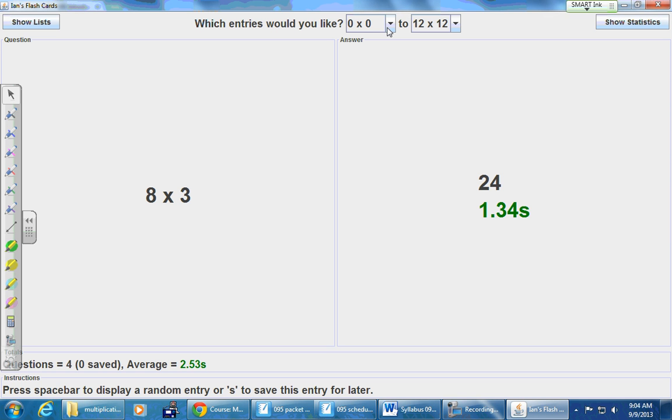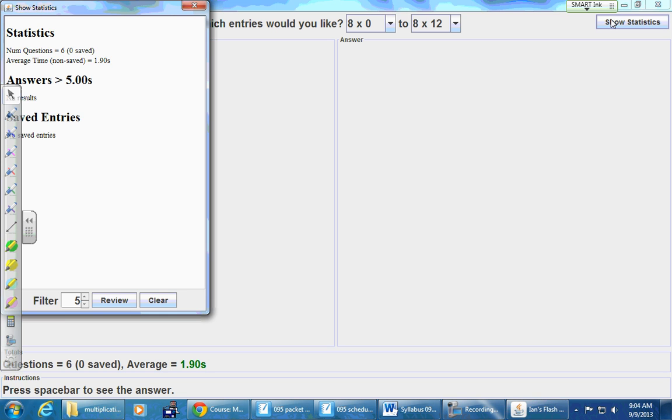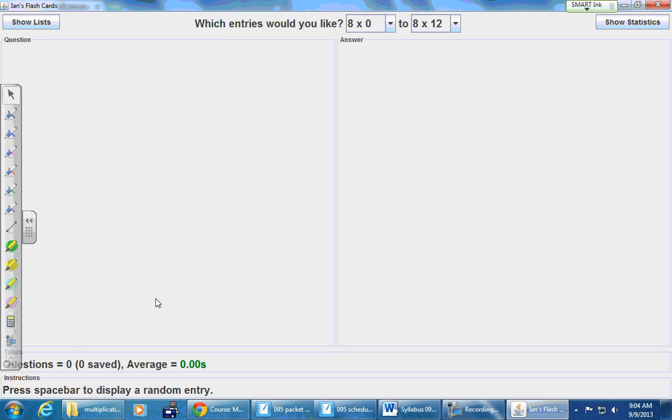And even more, you can say, well, I really have difficulty with my 8s. So I'm going to scroll down here. I'm going to say start with 8 times 0 and end with 8 times 12. And it's only going to test me on my 8 multiplication. So this particular one is only, something is funny there. Why did it? Oh, we're still in review mode. Sorry. Clear. There we go. So here's my 8 times tables, right? So it only gives me 8s.